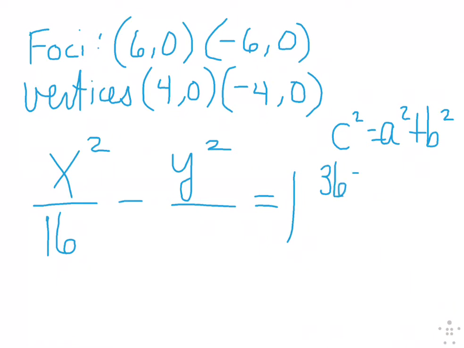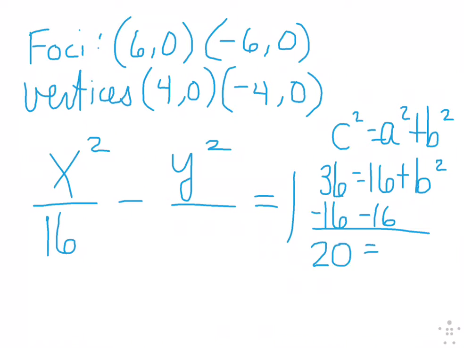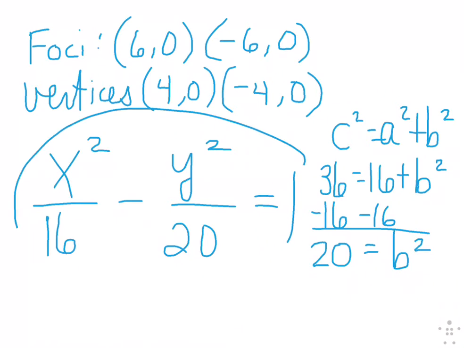36. Equals. What's a squared again? 16 plus I don't know squared. If I subtract 16, what do I get? 20 equals b squared. Now, just like we had the other day, do you have to square root this and then end up squaring it again? No. You can just put the 20 right here and then you're done.